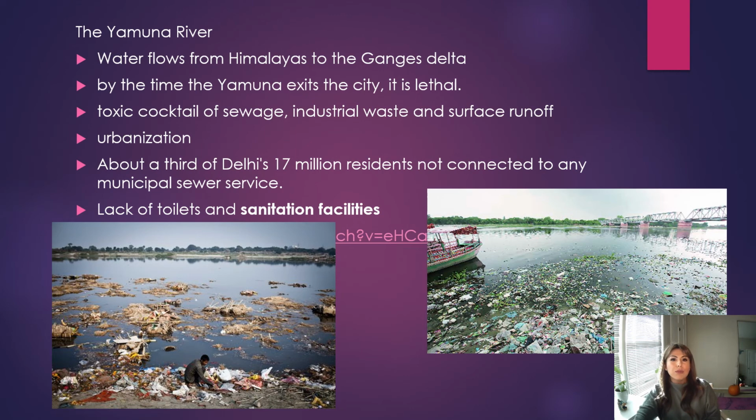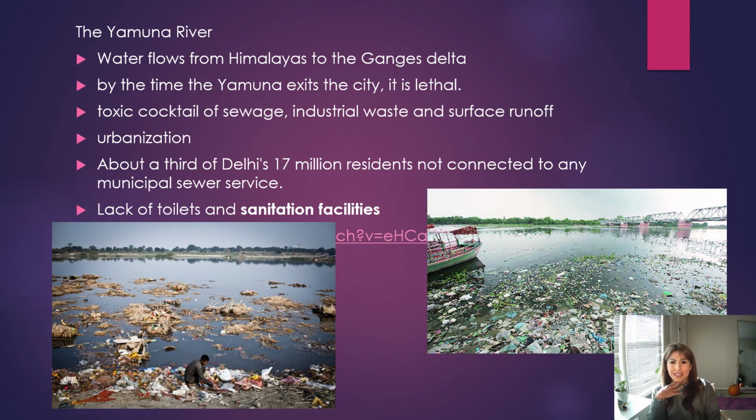The Yamuna River. This is a highly polluted river in India. Water flows from the Himalayas, and as it comes off the Himalayas, we know it's clean, clear water into the Ganges Delta. By the time the Yamuna exits the city, it is lethal. So the pollution point is to a deadly point. It is a toxic cocktail of sewage, industrial waste, and surface runoff. And a lot of the reason for this is because of urbanization.